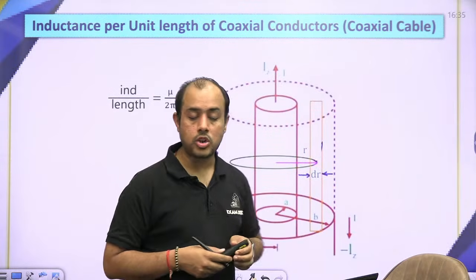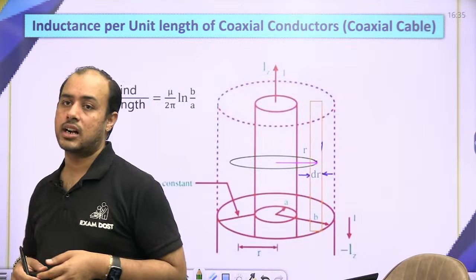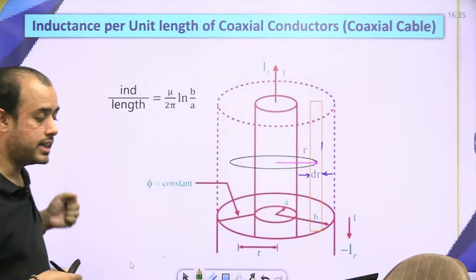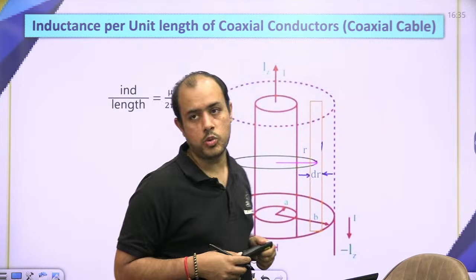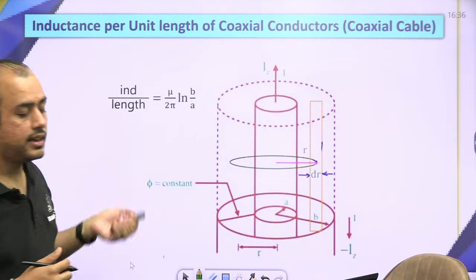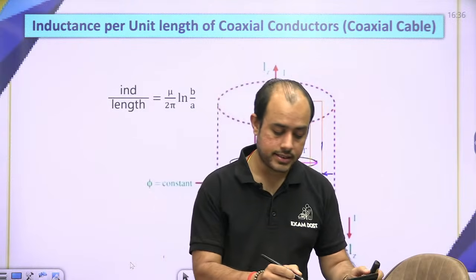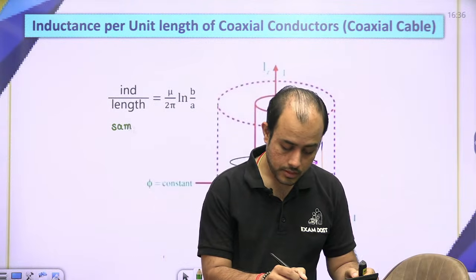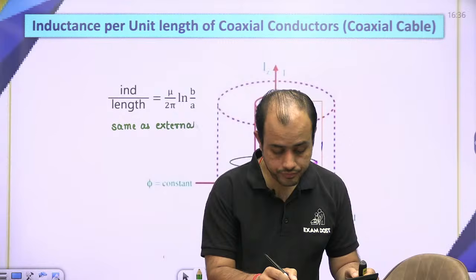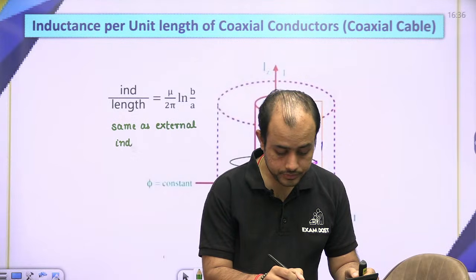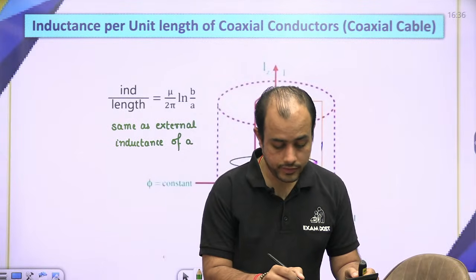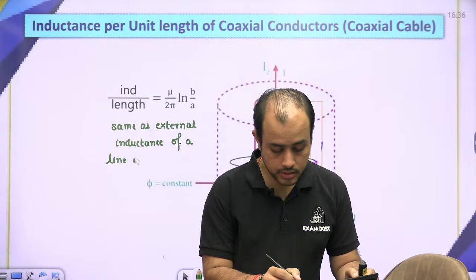Okay, next you can talk about coaxial conductors, like a coaxial cable. This formula you study under power system: inductance per unit length is μ by 2π log B by A. B is the outer radius, A is the inner radius. This formula is the same as the external inductance of a line in power system.